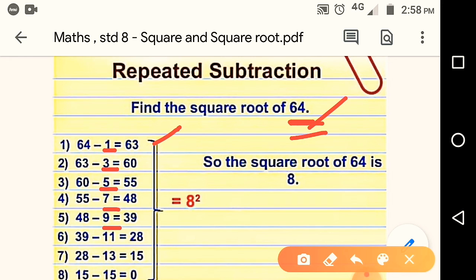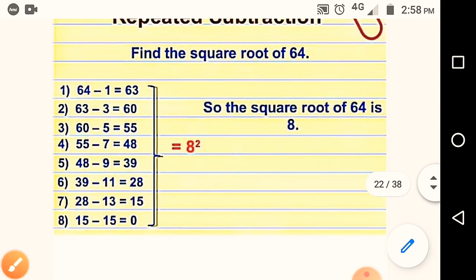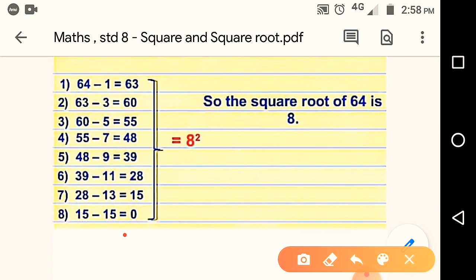So first I will do 64 minus 1, answer is 63. Then from the answer I will do next odd number, we will do minus. So 63 minus 3, answer is 60. Now 60 minus 5, answer is 55. So this way you will go on subtracting till you get 0. You get 0 at the end.